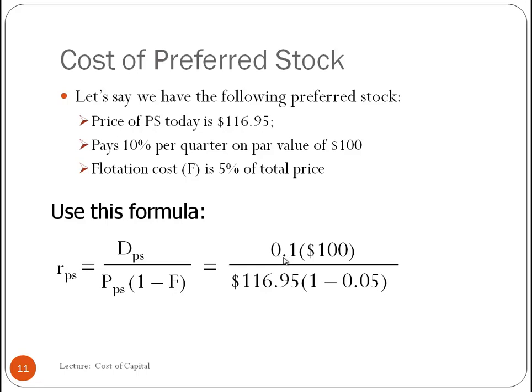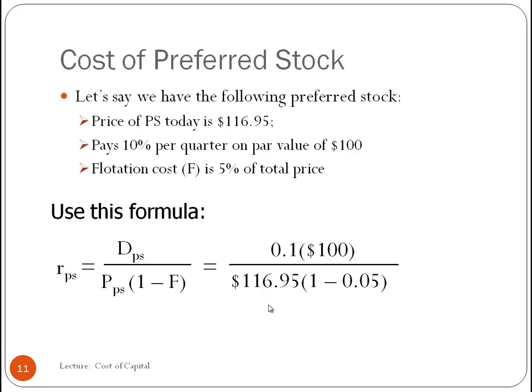We know that it pays 10% and it's based on a $100 face value. Now this is a per quarter basis, but it's 10% times 100. So that's where, even though it's on a quarterly basis, the annualized amount is $10. So we will be receiving $10 during the year.